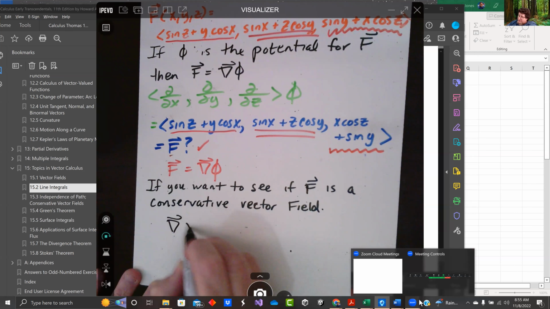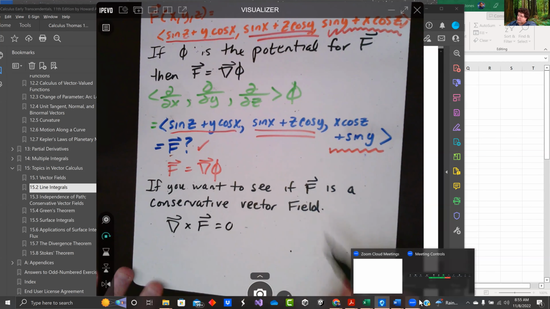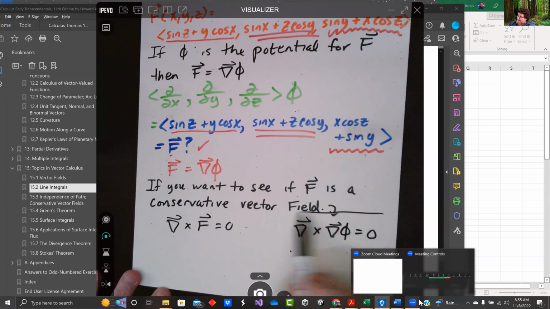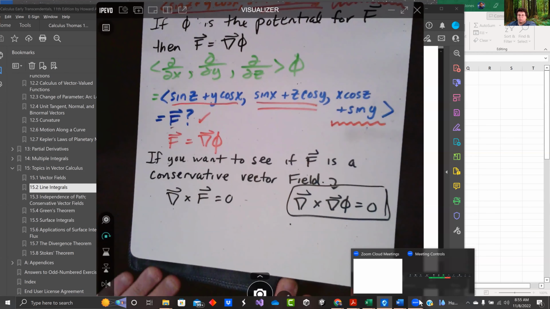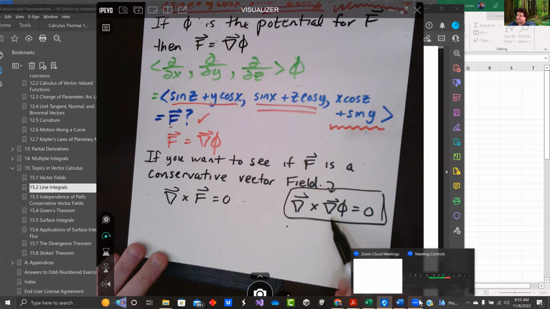At this point, all we got to do is check to see if the curl of F equals 0. Because for conservative vector fields, the curl of the gradient of a scalar potential function is 0. That's the test for conservative vector fields. And we've already shown that this part is F. Do we have time to do that? Give it a try. 5 minutes.